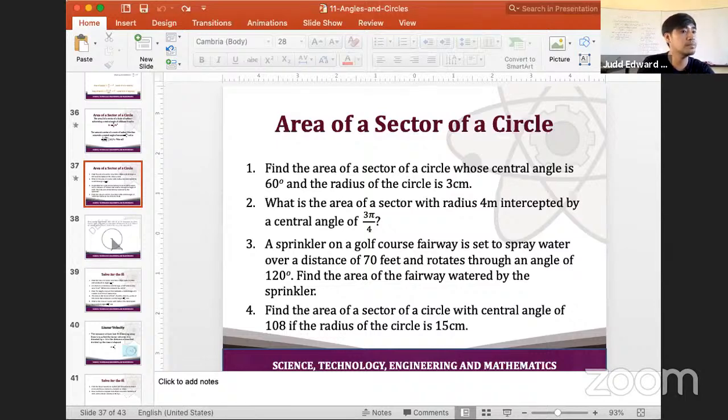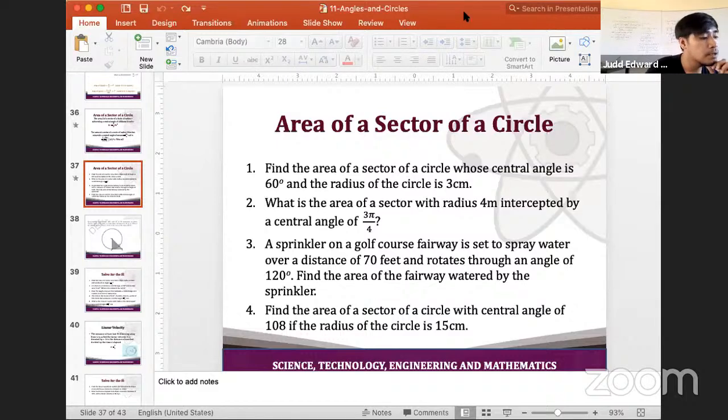Sir, yes. 54 radians and 6 centimeter squared po. Hindi ko lang po alam kung tama. Ano po ulit? Di ko narinig. Sir, 54 radians, 54 radians centimeter squared po.